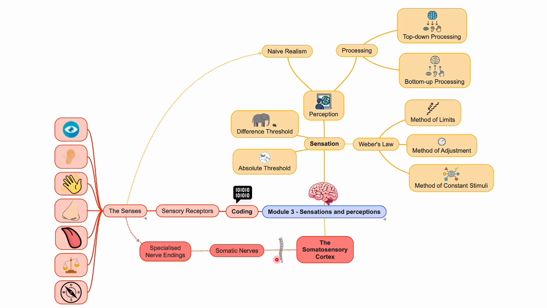the somatic nerves. When the sensory receptors transduce the physical sense into electrical signals, those electrical signals are coded so the format of the neural impulses allow them to be labelled and organised for processing by the brain.